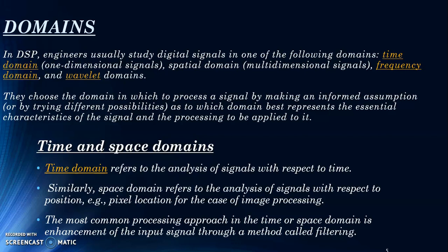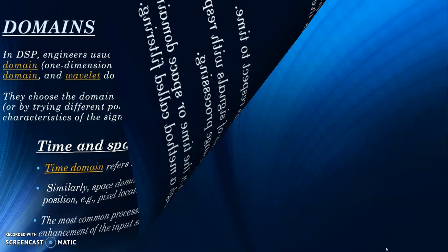Time and space domains. Time domain refers to the analysis of signals with respect to time. Similarly, space domain refers to the analysis of signals with respect to position, for example pixel location in the case of image processing. The most common processing approach in the time or space domain is enhancement of the input signal through a method called filtering.